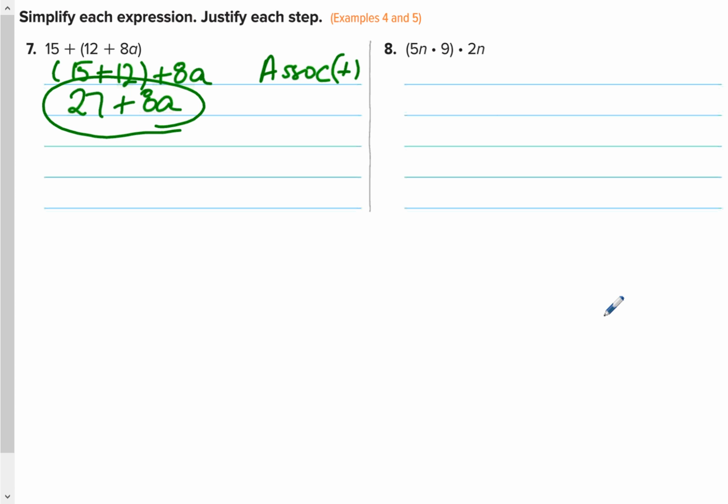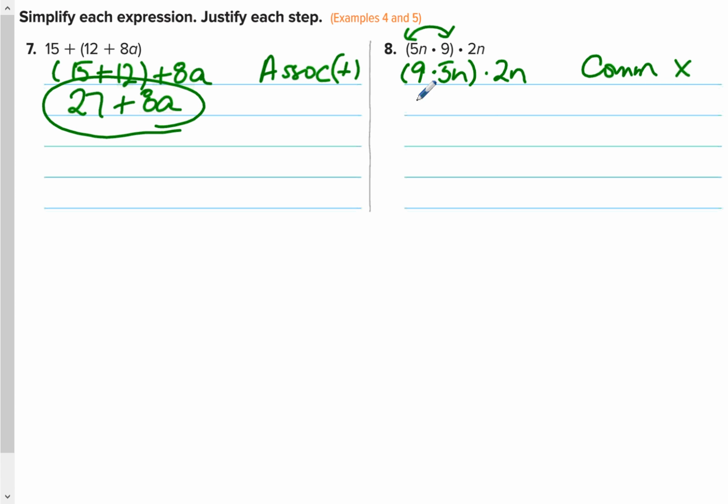Okay, here's another one. First, I want to combine or put together objects that are the same. So I want these n's to get next to each other and the numbers separate. So I'm actually going to switch these two around. So I'm going to do 9 times 5n times 2n. And I can do that by the commutative property of multiplication. And that just basically states I can reorder addition and multiplication.